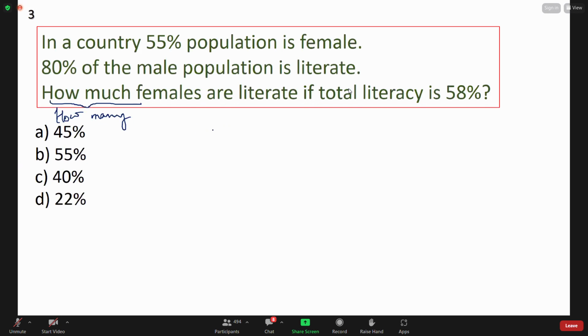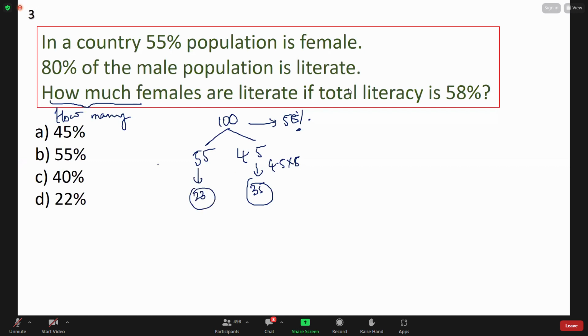Okay. Let us say population is 100, out of which 55 are female, so 45 are male, and 80% of the male population is literate. 80% of 45 is 4.5 into 8, that is 32 plus 3, that is 35. So 35 people out of 45 males are already literate. The total is 58. So how many females are left? 23 females are literate now. 23 females are literate, 35 men are literate. Now the question says how much females are literate if it is 58%. Then what does that mean? You need to find out what is the percent of 55.